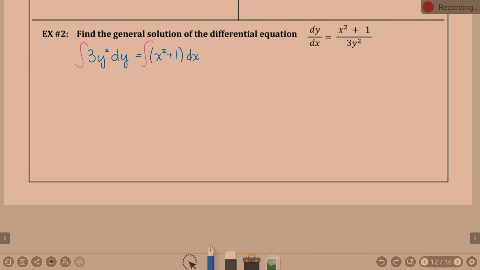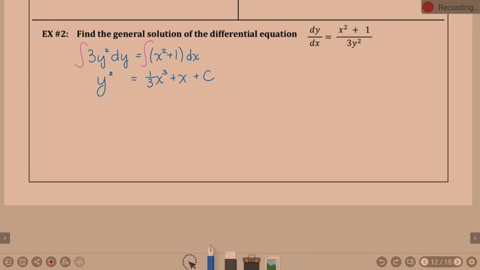Integral of 3y squared is y cubed. Integral of x squared plus 1 is one third x cubed plus x. There we go. Okay, you're just integrating each term, right?